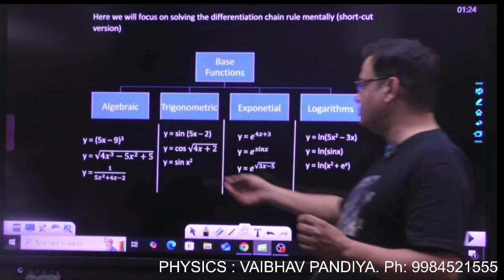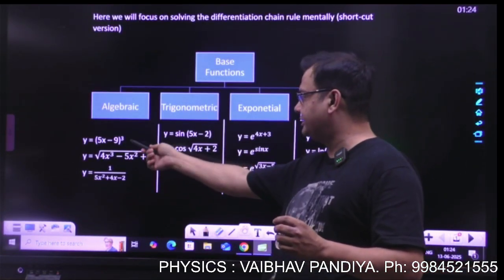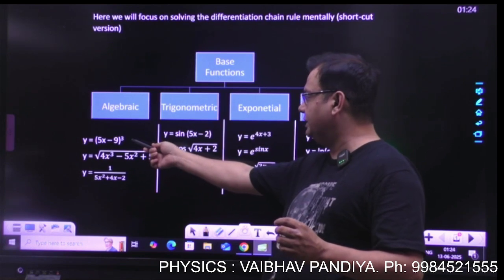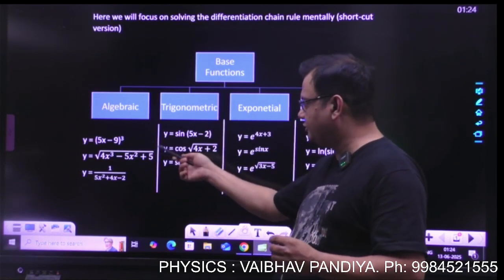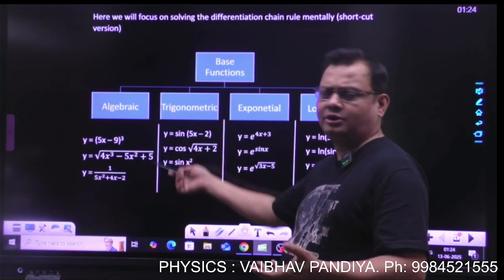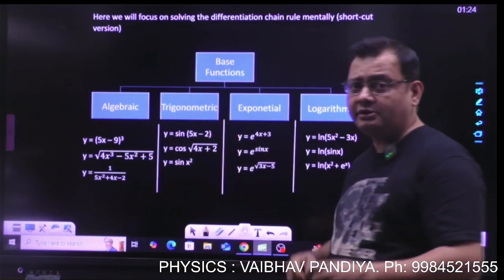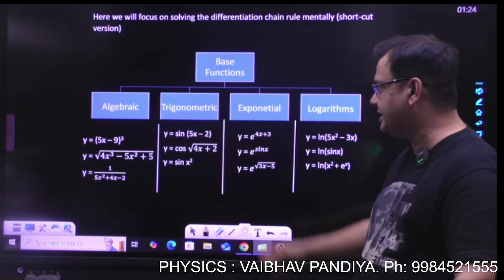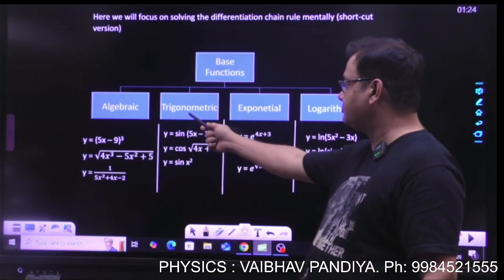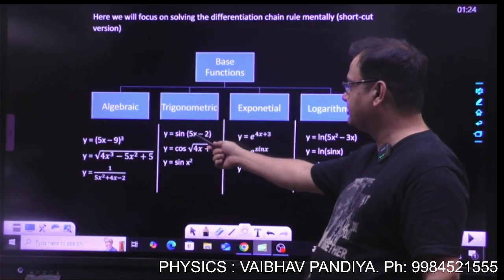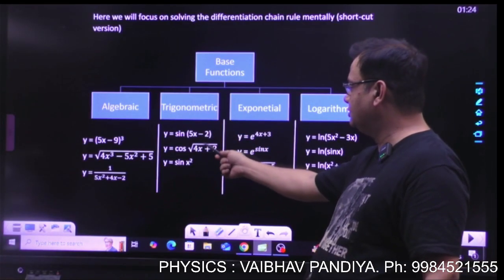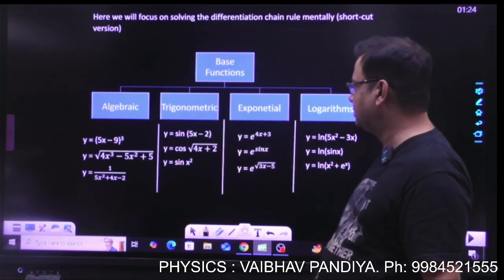algebraic, where we'll be doing the derivatives of expressions like this: 5x minus 9 whole index 3, under root 4x cube minus 5x square plus 5, so on so forth. Okay, so this will be the first type of differentiation where we will learn how to apply the chain rule mentally. Then we'll see the types of trigonometric functions, like y is equal to sin 5x minus 2 cos root 4x plus 2, so on so forth.